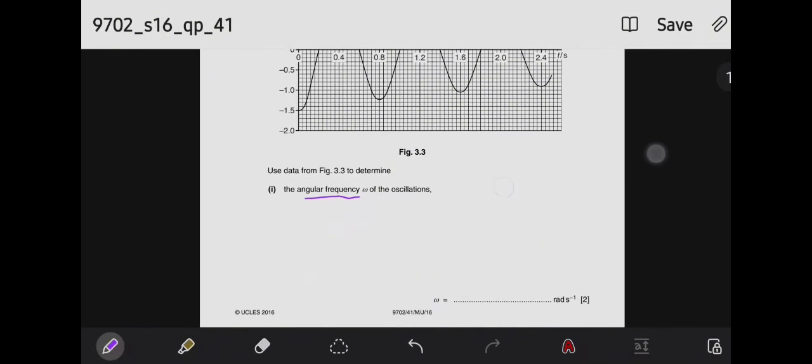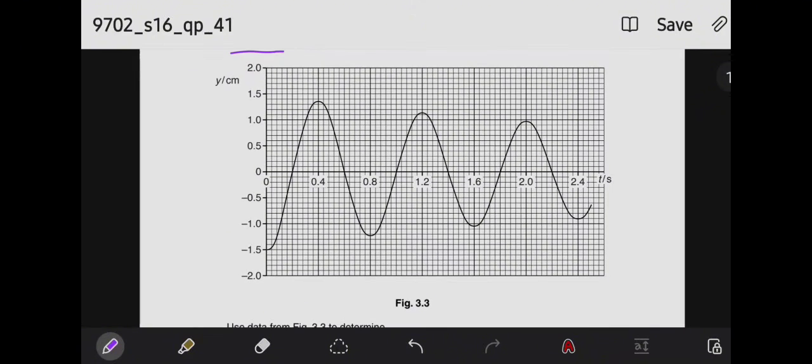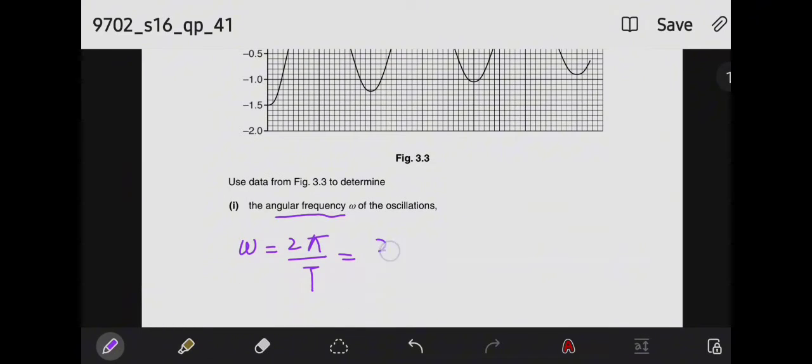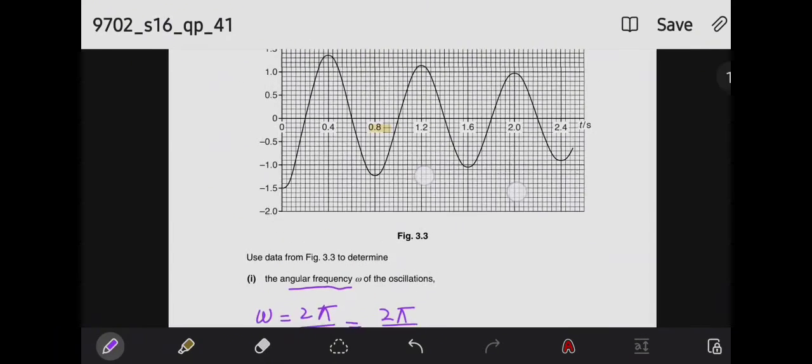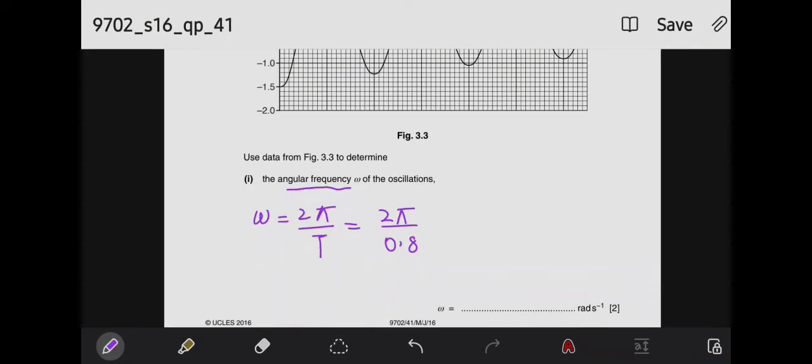This is very simple. We know that the formula of angular frequency would be 2 pi over time period. We can find out the time period through this graph, and it is the time taken for one oscillation, and it is this 0.8, right? So 2 pi over 0.8, okay, and that's 7.9 radian per second.